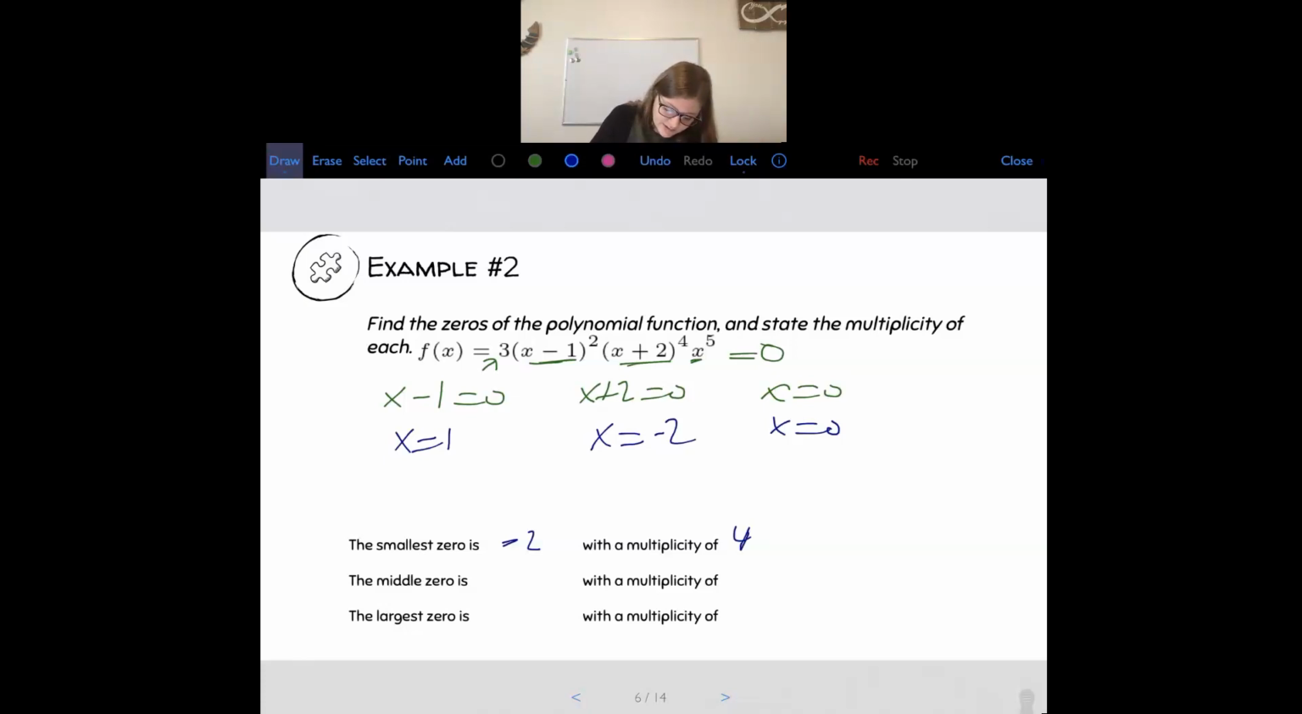The middle zero is 0, okay, and that has a multiplicity of 5. The exponent of x is 5. The largest zero is 1, and that has a multiplicity of 2.